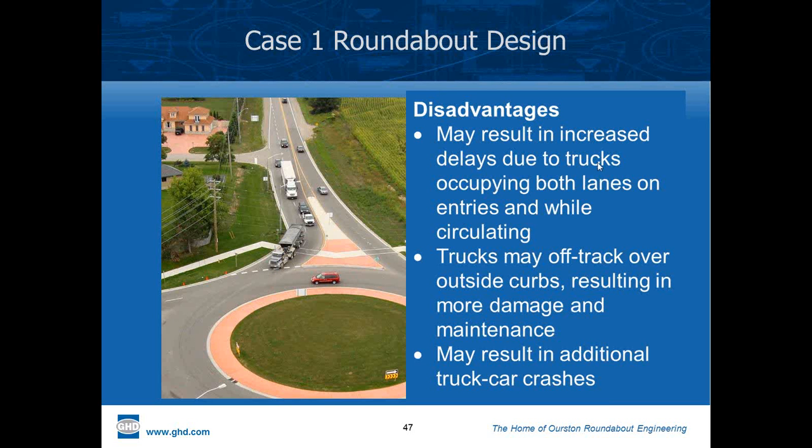So some disadvantages of the Case 1 design is that the trucks can introduce additional delay. That was sort of our first reaction 10 or 15 years ago as well. If we recognize the trucks can't stay in lane, is that going to impact capacity? And you can see it might in cases like this. The trucks may continue to off-track outside of curbs and create damage if they can't fit within the curbs. And there may also be interaction between cars and trucks, causing crashes.